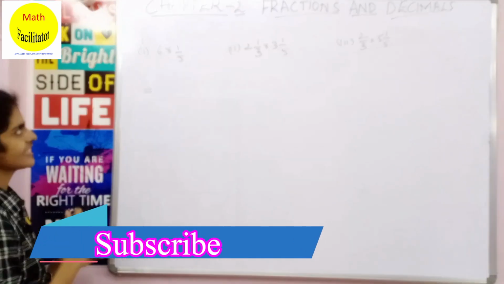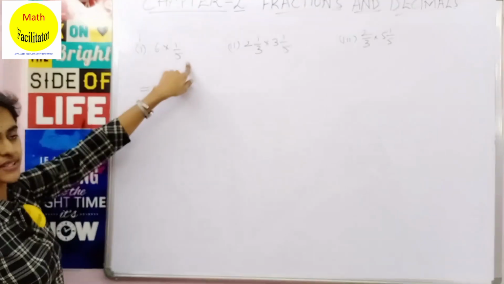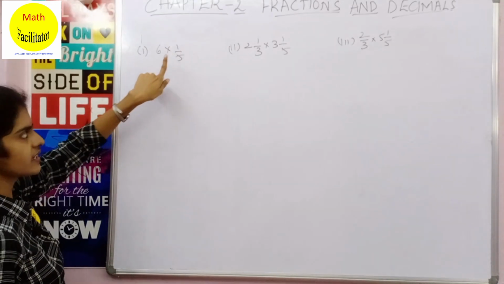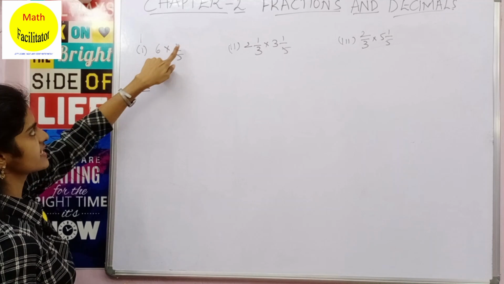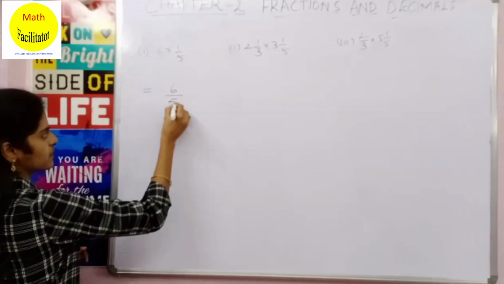Okay, so now continuing. Now when you have something like this, you will just multiply the whole number with the numerator. So 6 into 1 is 6 and divided by 5.